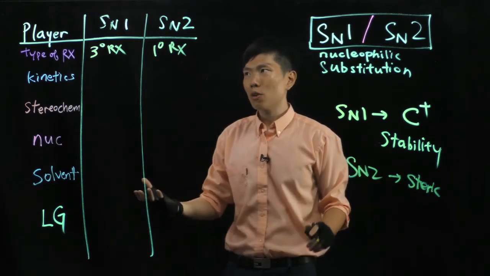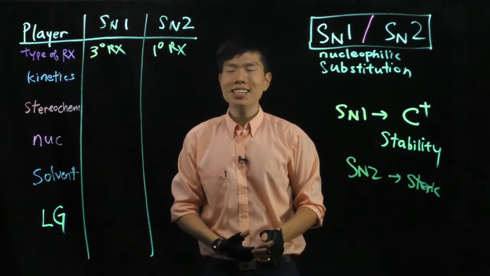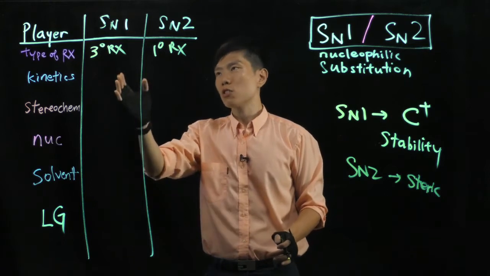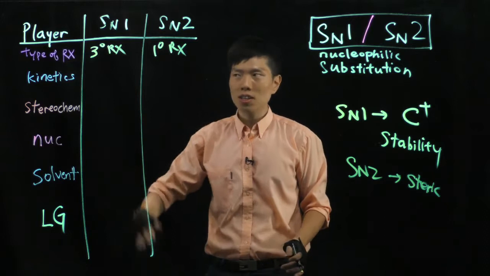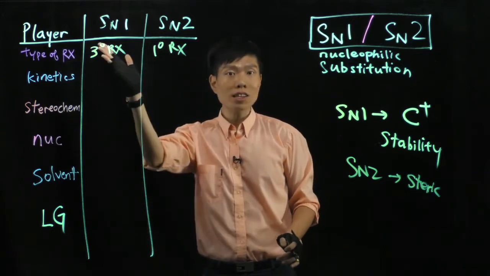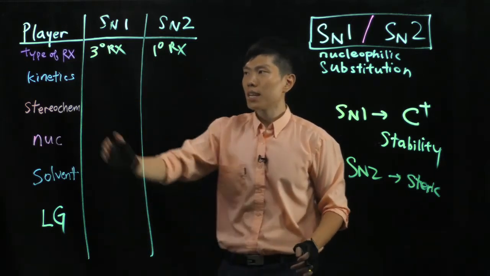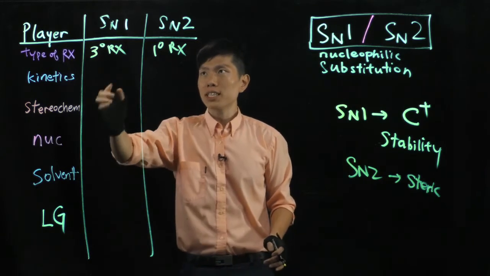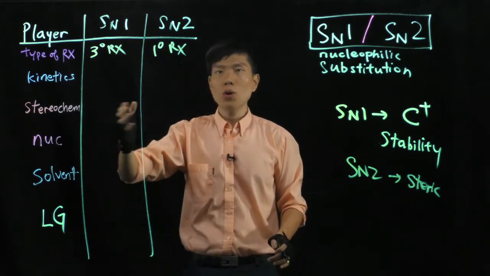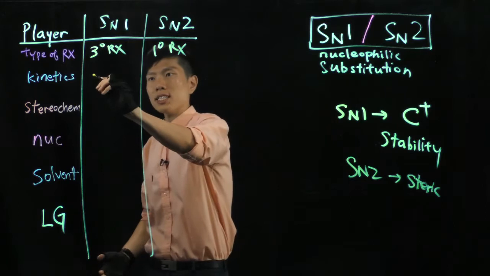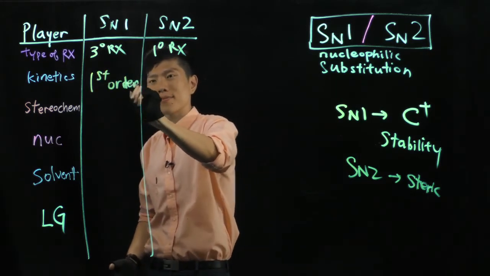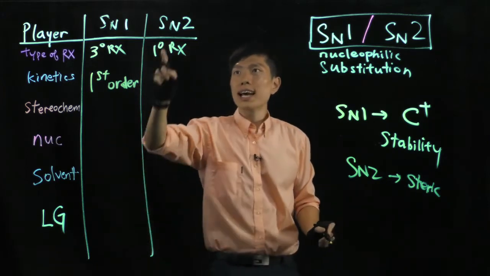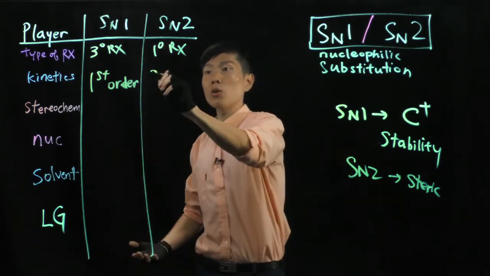You might ask, what about a secondary alkyl halide? So secondary alkyl halide could undergo both. So you need to look at other factors as the list goes that could influence it to become SN1 or SN2. As for the kinetics, we know that here the number also refers to the order of reaction. So in this case, SN1 is a first order, and SN2, the 2 means a second order.